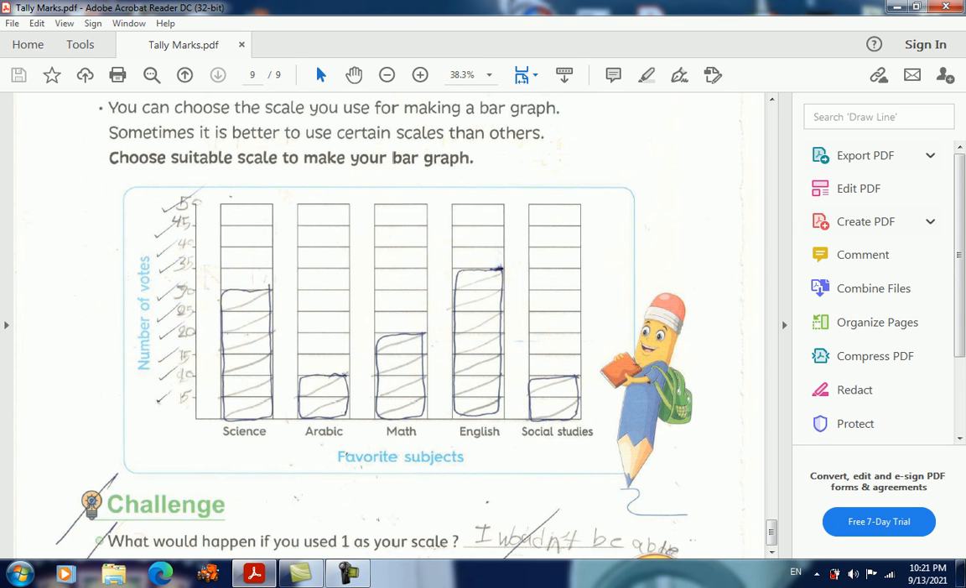What would happen if you used 1 as your scale? This is the challenge question. If I use 1, what will happen? Let's imagine that the numbers on the left are not existing at the moment. And we'll start by 1. So 1, then 2, 3, 4, 5, 6, 7, 8, 9, 10. We will end up at 10.